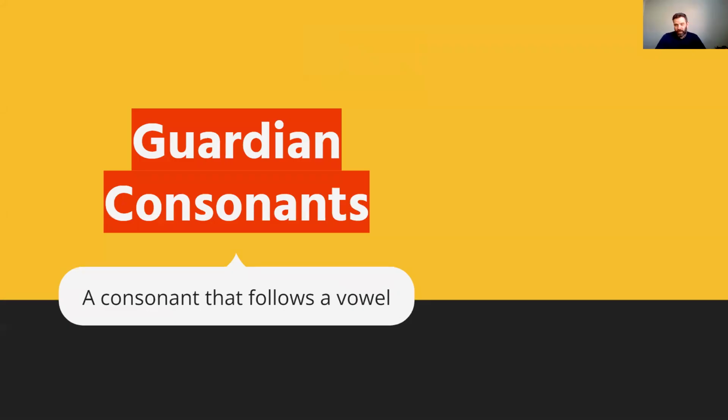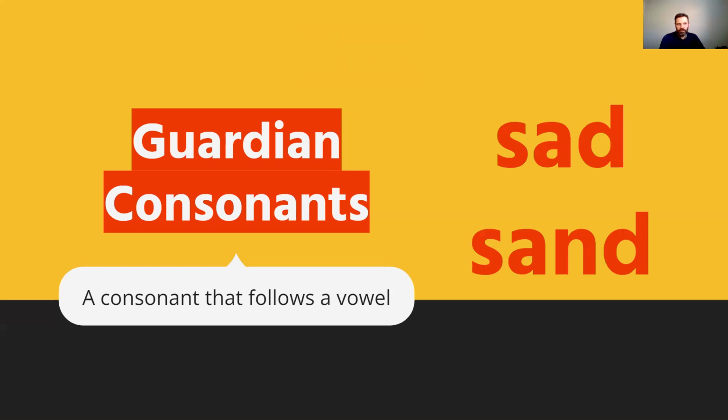So now that we've reviewed the 5 short vowel sounds, we need to understand a concept called guardian consonants in English. A guardian consonant is a consonant that follows a vowel in the spelling system of English. So if there is a vowel in a word, and then after that vowel we have a consonant, we could consider that consonant to be a guardian. It protects that vowel sound. And this idea of protecting a vowel sound will become important, especially as we learn about different types of vowels in English and longer words in English.